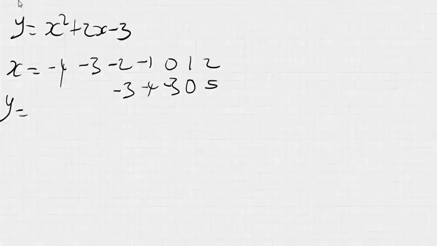Basically, all we have to do is plug them in here for x respectively. So let's take the value of y when x is negative 4. When we plug in negative 4 for x, we have negative 4 squared, which gives us 16. Plus 2 times negative 4 gives us negative 8, so it's 16 minus 8, which gives us 8. 8 minus 3 gives us 5. So when x is negative 4, our y is 5.